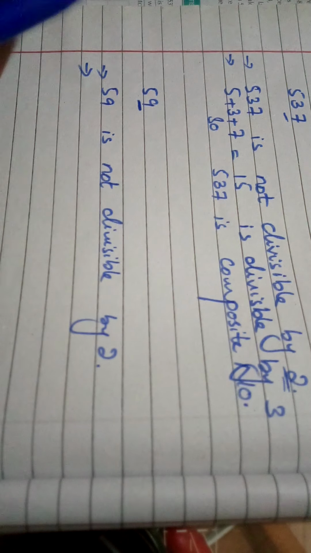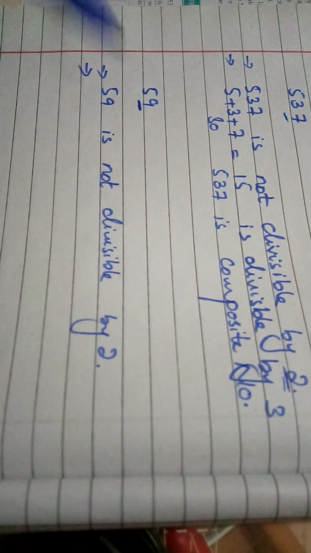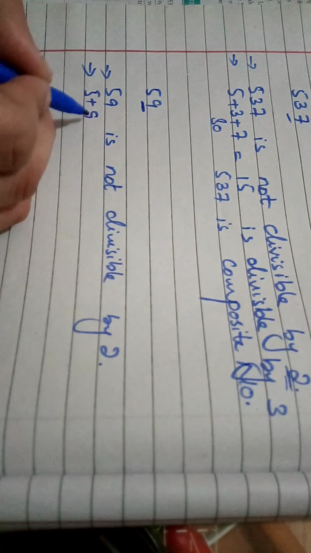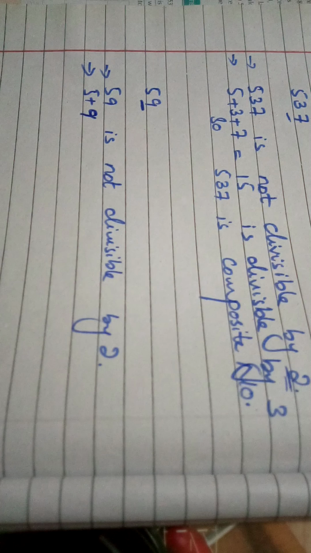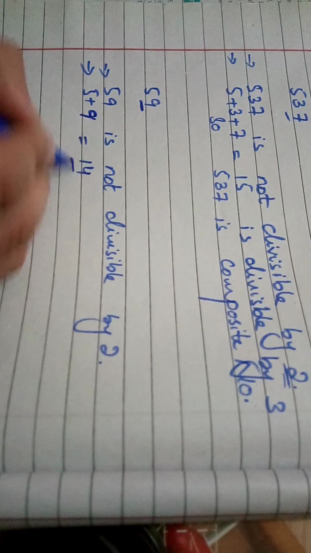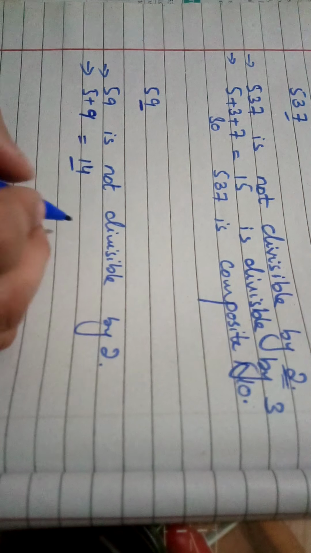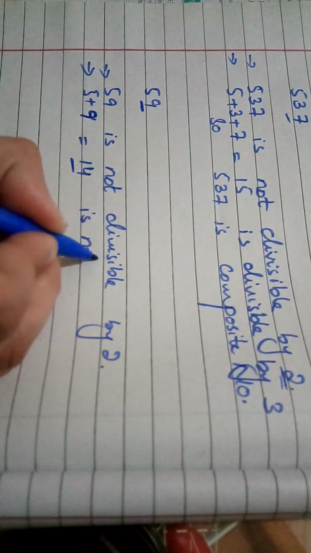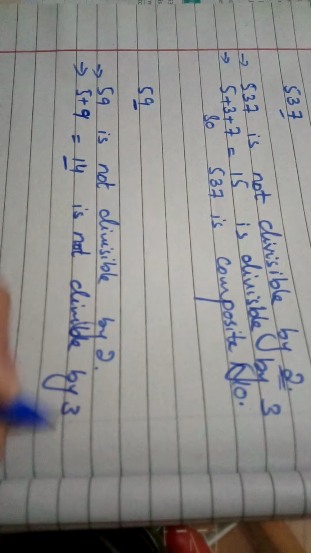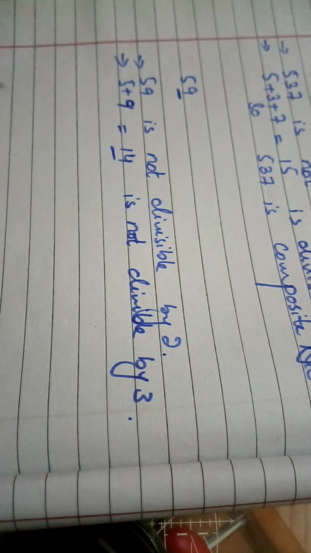Clearance of one step moves us to the other step. So 5 plus 9 is 14. Is 14 divisible by 3? No, 14 is not divisible by 3. That means we can move towards the next step.